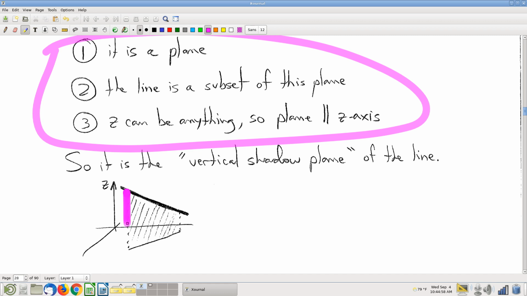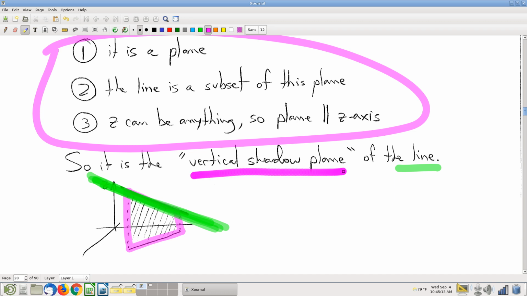The picture I like to draw for that is like this. This is the plane in reference to the line that we're talking about here. And I like to call this the vertical shadow. This is the vertical shadow in the sense that if the sun were straight up, that sun would make a shadow out of this line, and that shadow would make the shape of a plane. That's what this plane is. Is everybody on board?